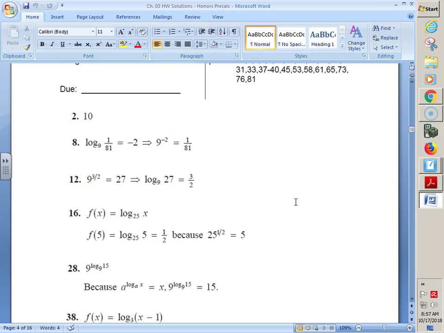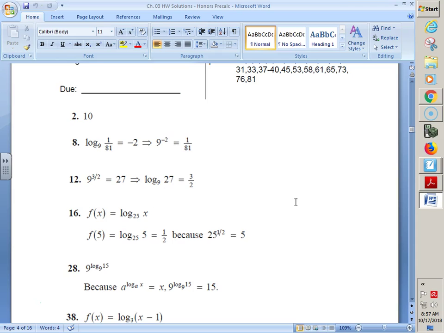Number 16. Oh, that was hard. 1/2? Wait. 5 to what power? Wait. 5 equals 25 to what power? Why is it 1/2? 1/2 as a power is actually a square root, right? 1/2 as a power is actually a square root. Kyle, what's up?